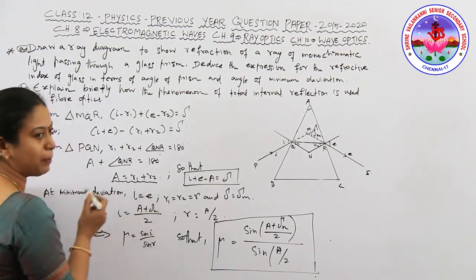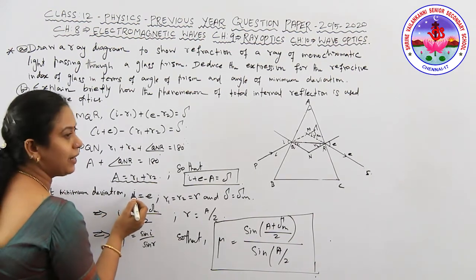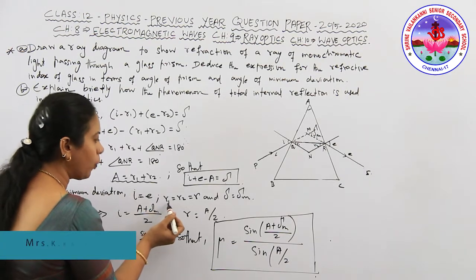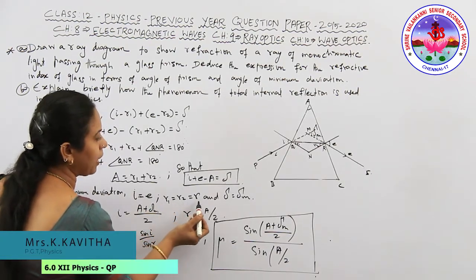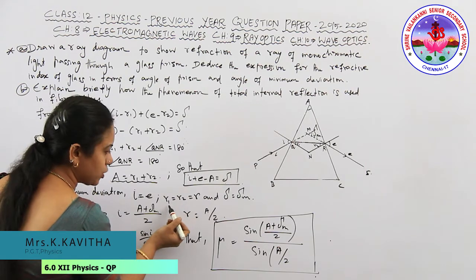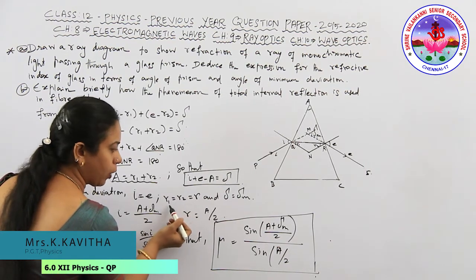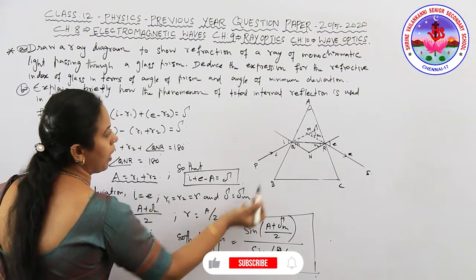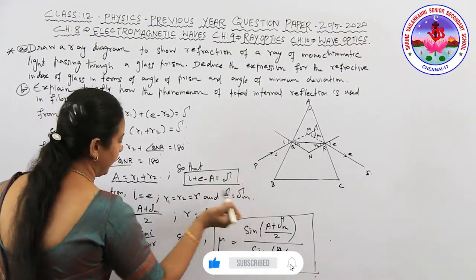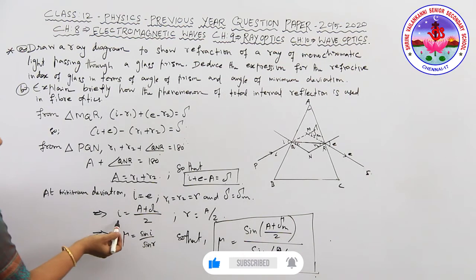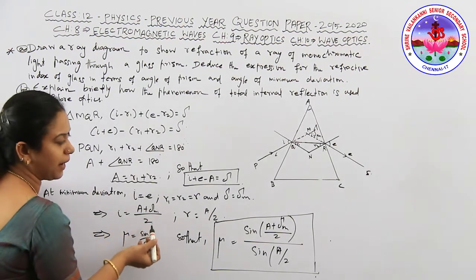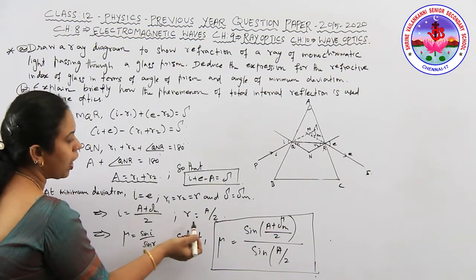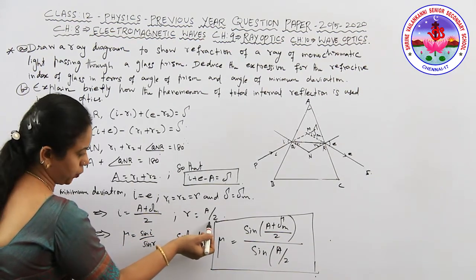Now, minimum deviation means you have to take i equal to e. At the point of minimum deviation, the incident ray angle is equal to the emergent ray angle, and r1 is equal to r2, which will come under r, because there is no change of angle in r1 and r2. So r will come, and sigma is equal to sigma m at the point of minimum deviation, so that the i value is equal to (A + D)/2. From this we get i = (A + D)/2 and r = A/2.